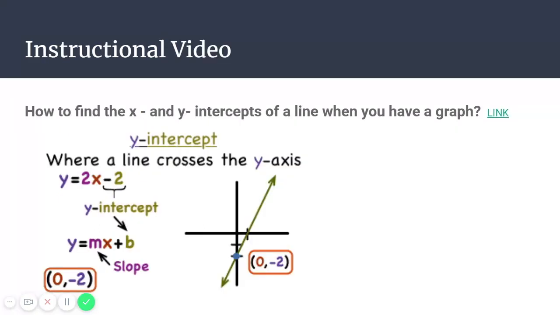On this video, you will find your instructional video for today's lesson, and it's entitled How to Find the X and Y Intercepts of a Line When You Have a Graph. Please pause the video presentation at this time and click on the link. Watch the video and take notes as needed. When you are ready, resume the slide so that we can go ahead and work on your independent practice. See you soon.